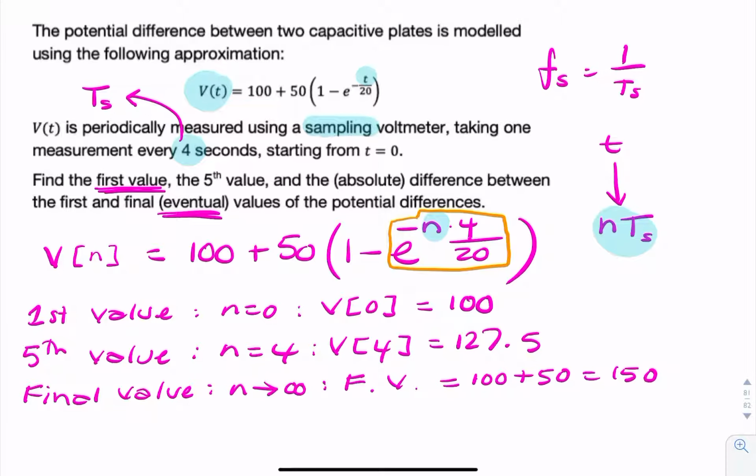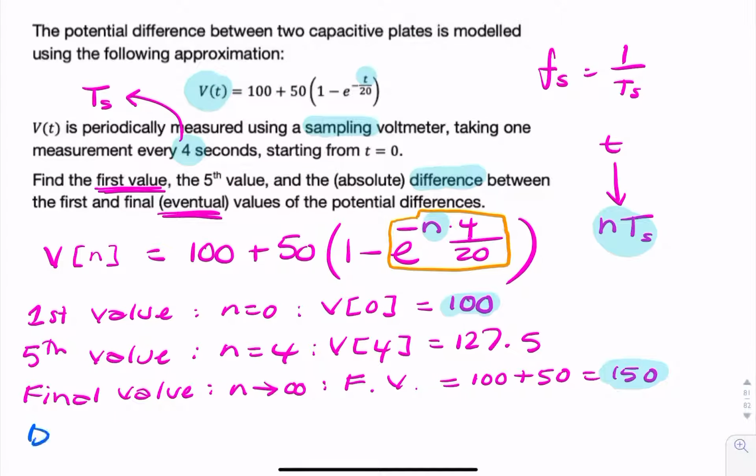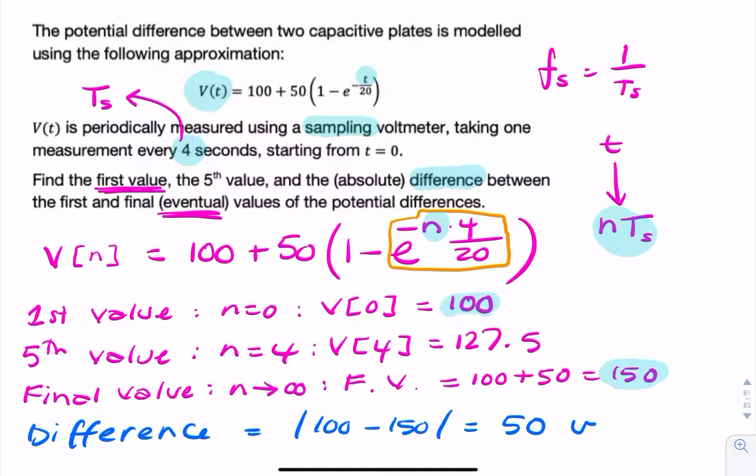So it asks for the difference between the first, which is 100, and the final, which is 150. So we just say the difference equals the absolute value of 100 minus 150 equals 50 volts. And that would be your final answer.